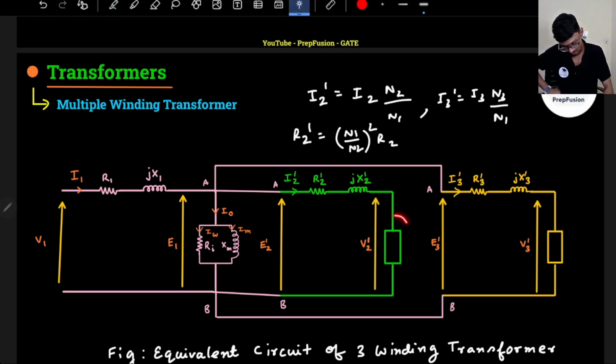And this load also will be referred. So this will be the load Z2, ZL2 or whatever you want to write, Z2. This will be the load Z3. All this will be referred, and these will all be in parallel. So this will be the impedance, E1 here. This will be E2 dash referred to the primary, this will be V2 dash. This will be E3 dash referred to the primary, this will be V3 dash. So this much only I wanted to explain. That's the theory part of the multiple winding transformer.